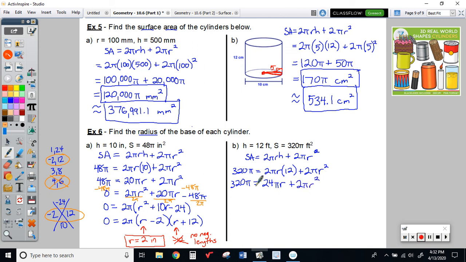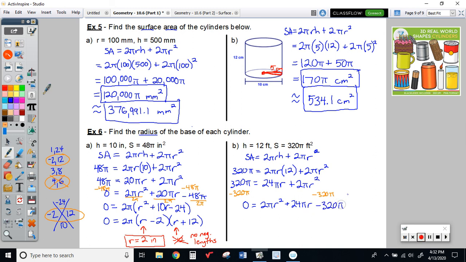So this is meant to be a very similar problem to what I just did before here. Here I just put the r squared part first, and then the r part, and then the regular number part, so to speak. I'm going to do the same thing over here. So I'm going to subtract 320 pi. I've got an r squared part and an r part, and so I'm going to get one side equal to 0 to allow for factoring to work. This would become 0 equals 2 pi r squared plus 24 pi r minus 320 pi.